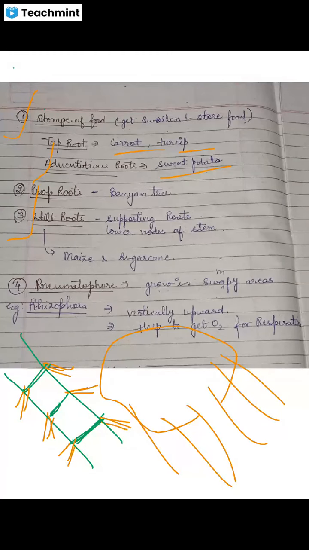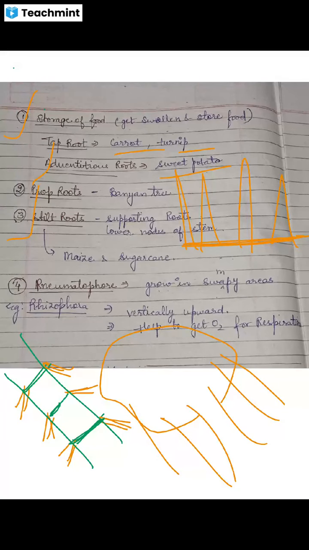Now pneumatophores. Pneumatophores grow in swampy areas. The example of a pneumatophore is Rhizophora, and they are produced vertically upward. They help to get oxygen for respiration. A swampy area means there is a lot of water, much more than in normal soil, a marshy area, in which the roots are present in this manner. The roots are present and they help in taking oxygen for respiration for the plant.